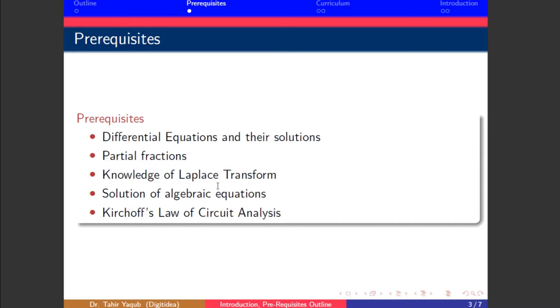The next is the solution of algebraic equations. If you have reached this course website, then you must already know how to solve algebraic equations, because this is an essential part of our high school curriculum. Then Kirchhoff's law of circuit analysis, which is very simple, and you can probably learn it within 15 minutes. Most of us learn Kirchhoff's law in high school physics. So these are the five very essential topics which I think you should have some understanding of. I will try my best to explain them during the course, but you must have some understanding beforehand.